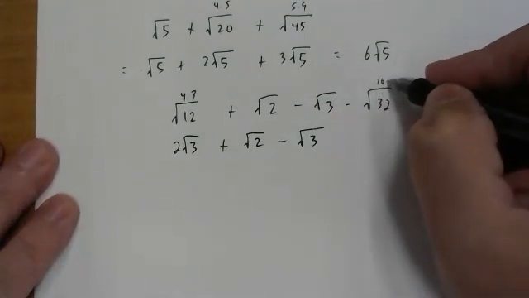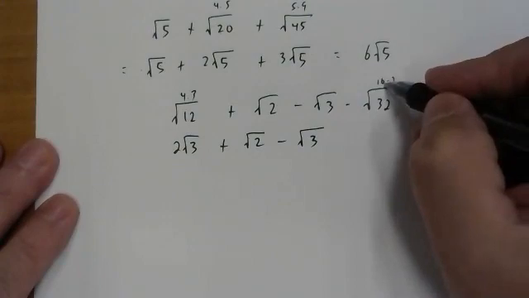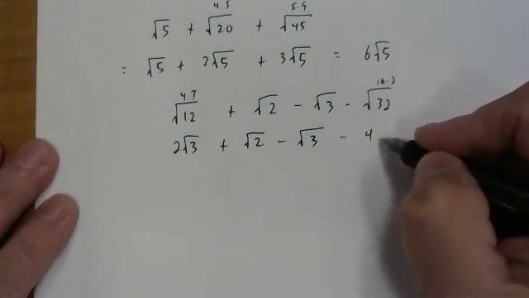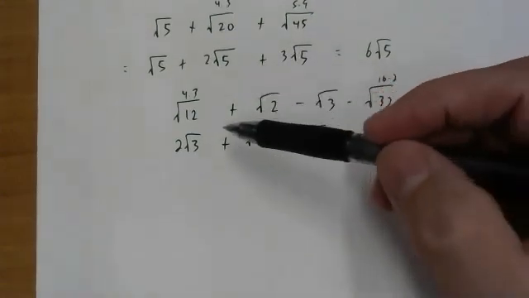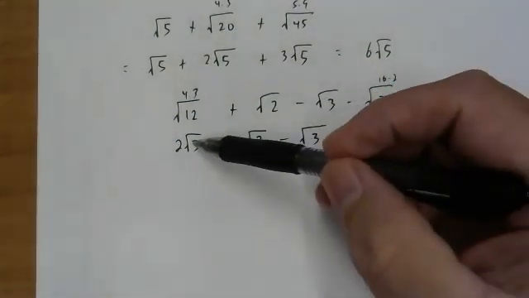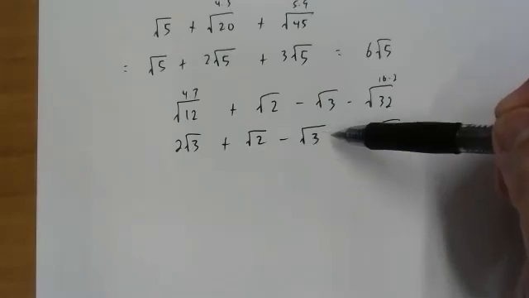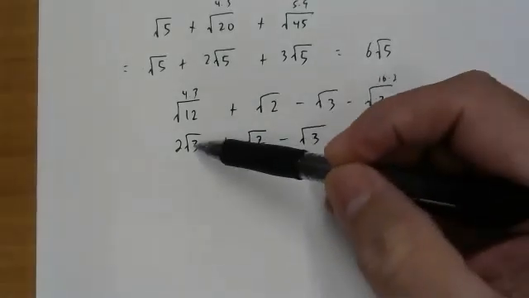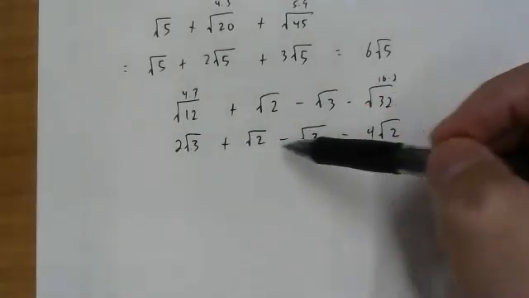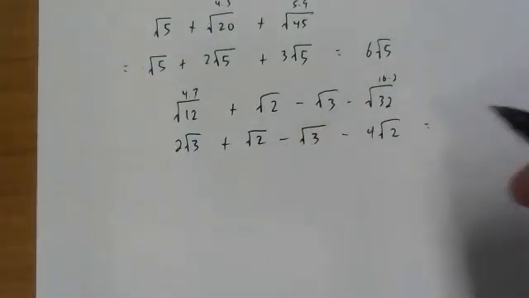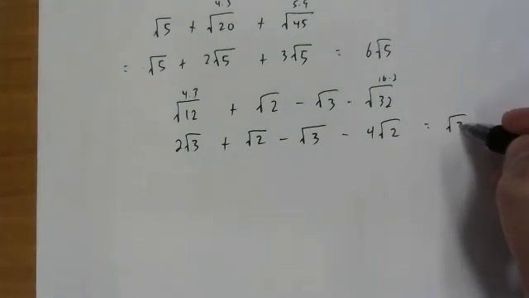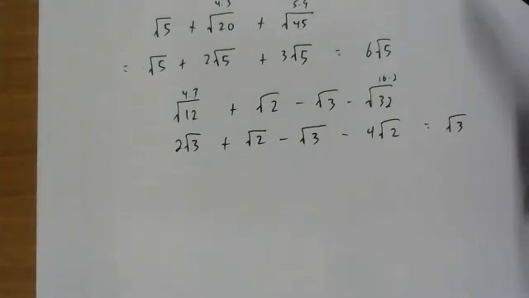32 is like 16 times 2. 16 comes out as a 4. So now I have simplified all 4 terms. Now can I combine these? Well, it's 4 terms. Square root of 3, square root of 2, square root of 3, square root of 2. Actually, 2 of these terms have a square root of 3. So 2 square root of 3 minus square root of 3. I can combine those. And that leaves me a square root of 3.